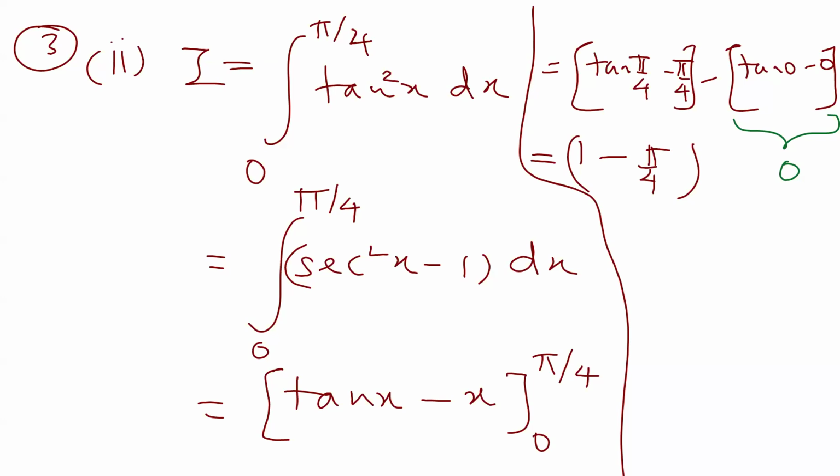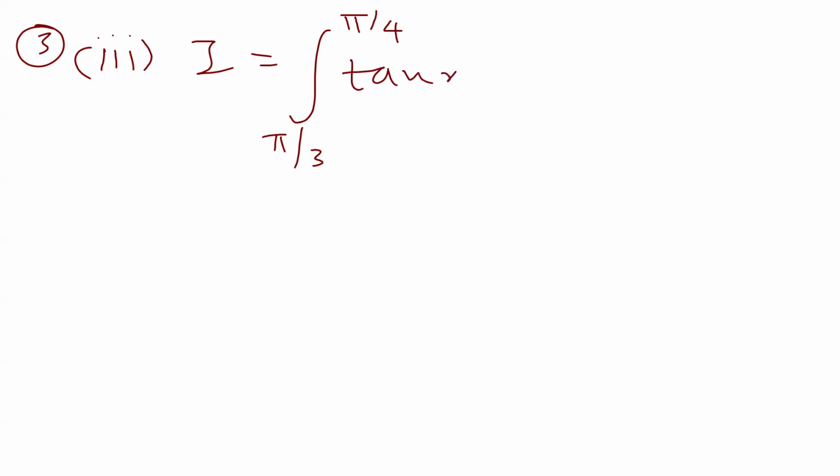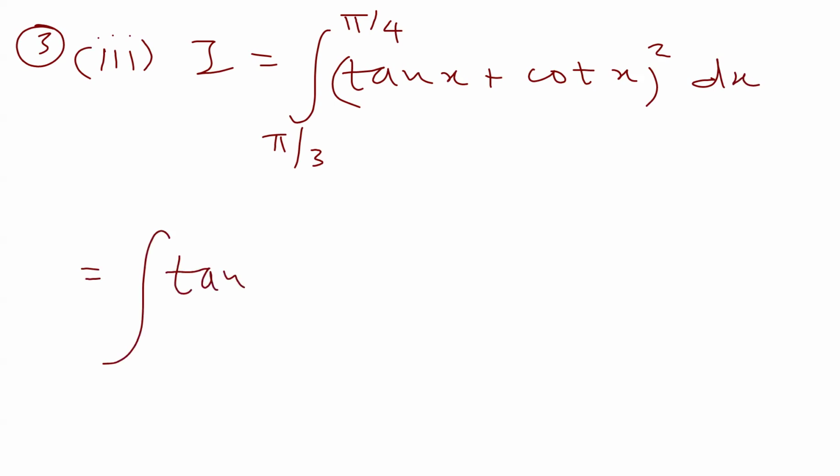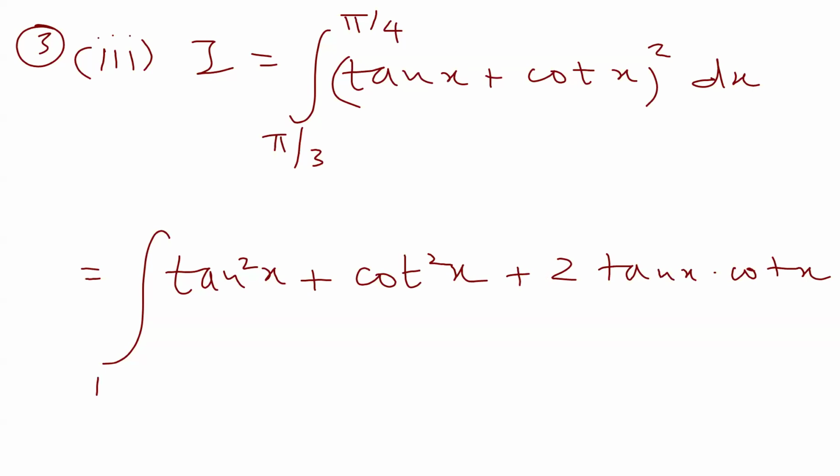Question number 3, sub question 3. Integration from pi by 3 to pi by 4 of tan x plus cot x the whole raised to 2 dx. Squaring a plus b the whole square: tan square x plus cot square x plus 2 tan x cot x.